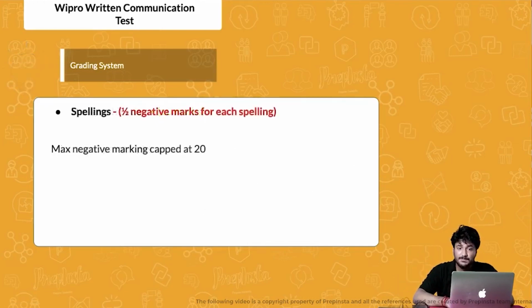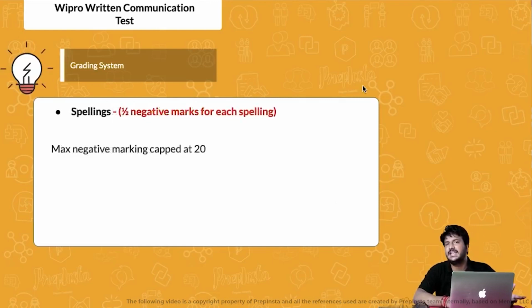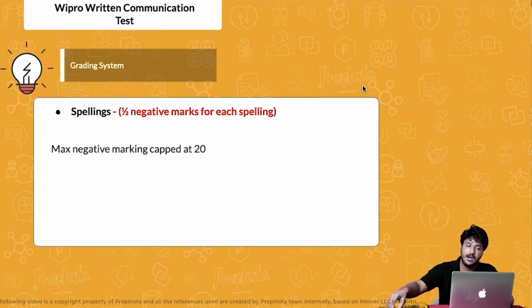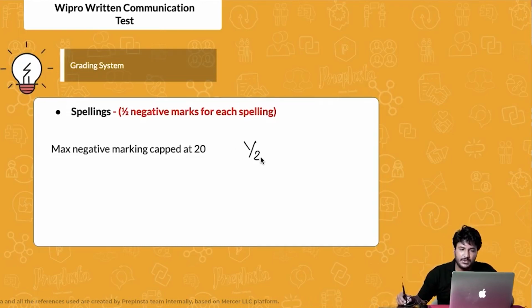Next, okay, so spellings are the most important thing, and it's very easy for the AI system to grade you for the spellings. So if you write wrong spellings, in that case, minus 1 by 2 is given to you for each wrong spelling.